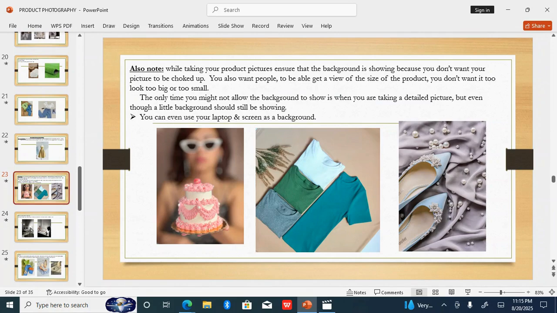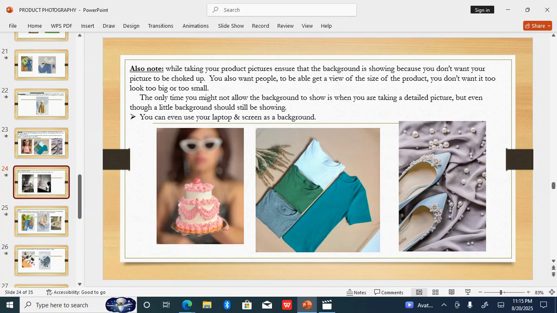You can look at this cake, even for the fact that it is a detailed product picture. Can you see? At least the background is still showing, even though it's blurry. You can take a look at this shoe. This shoe is also a detailed product picture to show us the design that is on the shoe, but still the background is still showing.